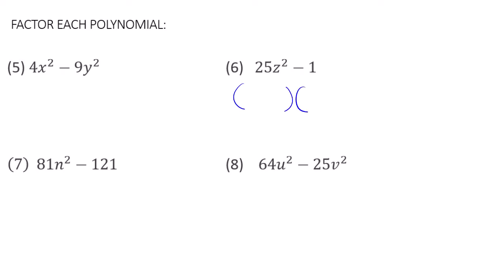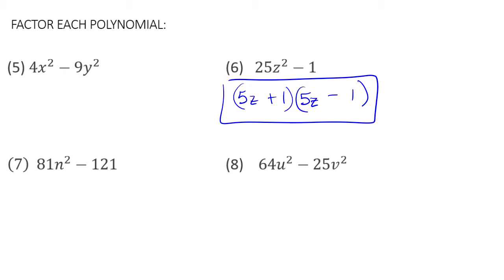So I'm going to set up my two sets of parentheses. I'm going to take the square root of 25z squared, right? Mentally or on paper. And when I take the square root of 25z squared, I just get 5z. So I put that here and here. And remember, another thing you can do is just think of what multiplied by itself equals that number, right? So 5 multiplied by itself equals 25, and z multiplied by itself equals z squared. So I'm going to do the same thing with the 1. I'm going to take the square root of 1, or think about what multiplied by itself equals 1, and that would be 1, right? So I'm going to put a 1 here, put a plus and a minus, and we're ready to go.